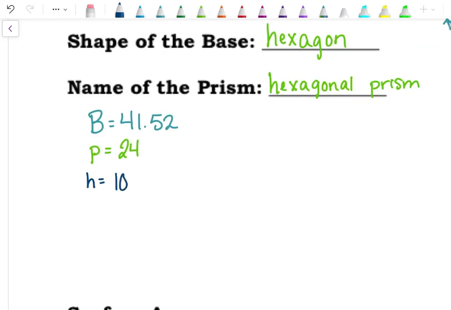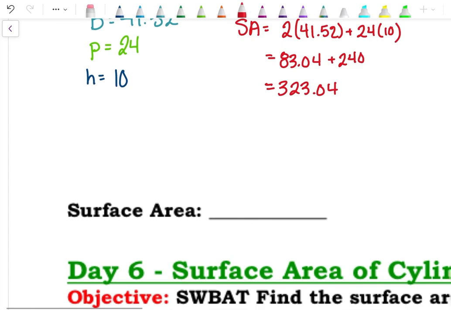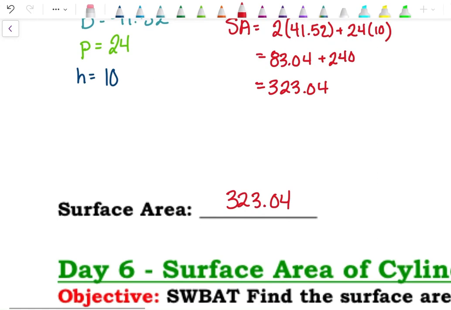Cool. So now let's plug all of this into my surface area formula. That's going to be 2 times the area of the bases, 41.52, plus 24 times 10. 2 times 41.52 is 83.04, and 24 times 10 is 240. So add those together, and we get 323.04, and this is in inches squared.